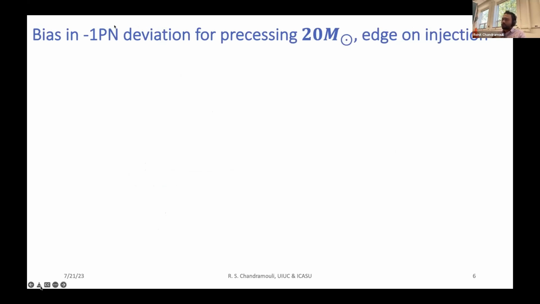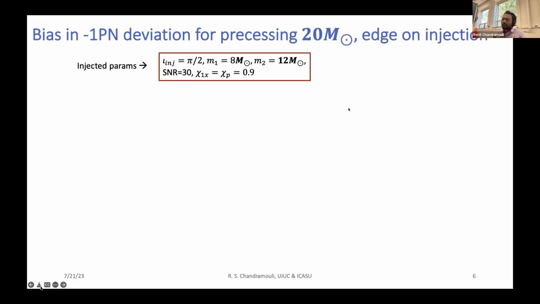So we're going to first focus on the -1 PN deviation for a precessing 20 solar mass edge-on injection. These are the parameters. The injection is edge-on, so it's pi halves. The masses M1 and M2 are 8 and 12, and we inject at an SNR of 30. The X component of mass 1 is 0.9, and we set the other in-plane components to 0. So this gives a chi-p of 0.9, so it's a highly precessing binary signal.